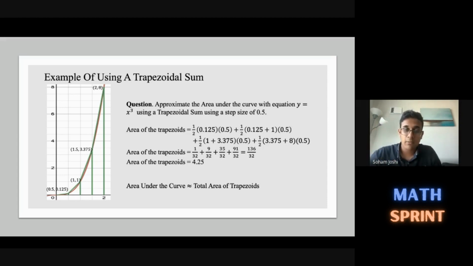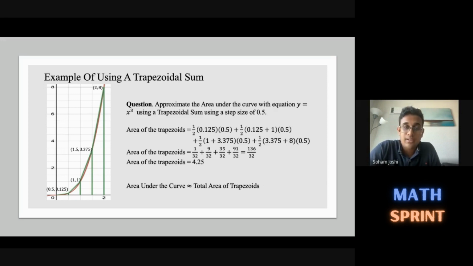So again, we think about the multiples of 0.5. These multiples of 0.5 are 0.5, 1, 1.5, and 2. We find the corresponding y coordinates by plugging these x values into the function. For this problem specifically, you may notice that the first green trapezoid is actually not a trapezoid. It's really just a right triangle. But it won't matter because one of those parallel sides will just have a value of 0, so it won't affect our result. So after summing all the areas, we end up with an approximate area of 4.25.